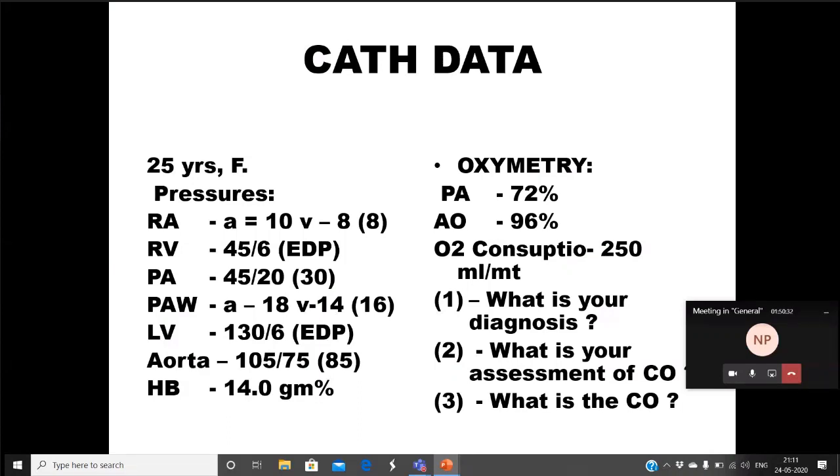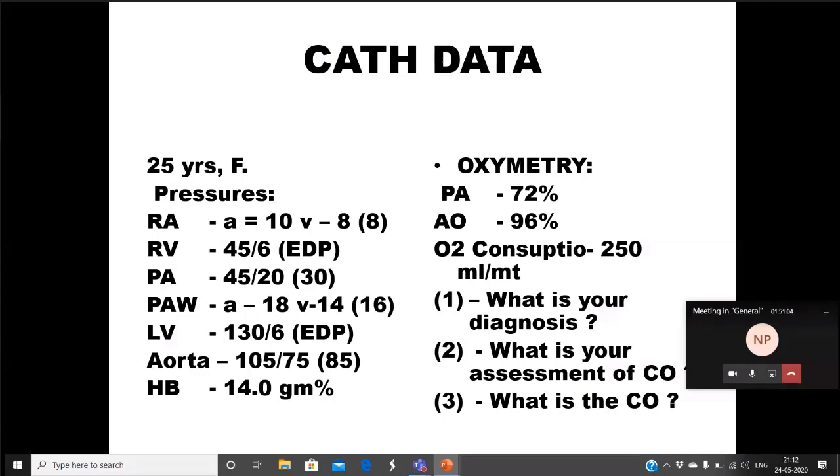Okay, oximetry data. PA saturation is 72, aorta is 96, which is normal, sir. Okay. So what is your diagnosis? So mild PH, mild AS, moderate MS, RA, LA stenosis. There is mild aortic stenosis. Is it a mild elevation of the pulmonary artery pressure and tricuspid valve?